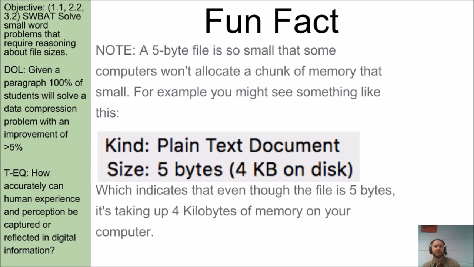So here's a fun fact. A 5-byte file is so small that some computers won't allocate a chunk of memory that small. For example, you might see something like this. Kind, plain text document, size 5 bytes, but on the disk you'll see 4 kilobytes. Which indicates that even though the file is 5 bytes, it's taking up 4 kilobytes of memory on your computer.